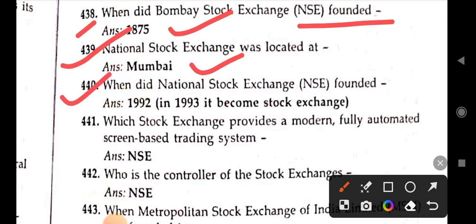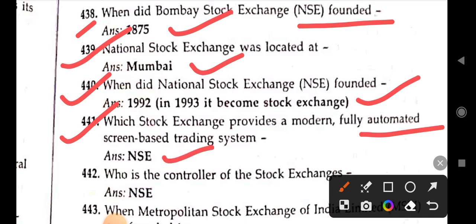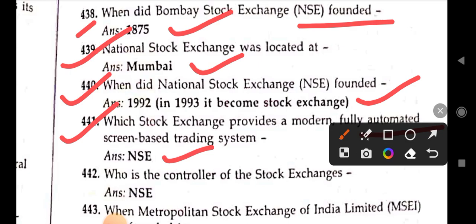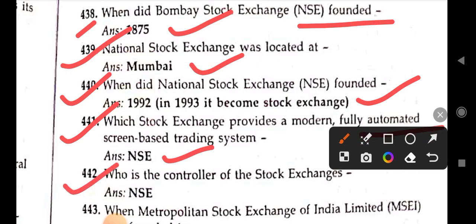When was the National Stock Exchange (NSE) founded? 1992. In 1993, it became a recognized stock exchange. Which stock exchange provides a modern, fully automated, screen-based trading system? NSE. Next, who is the controller of stock exchanges?